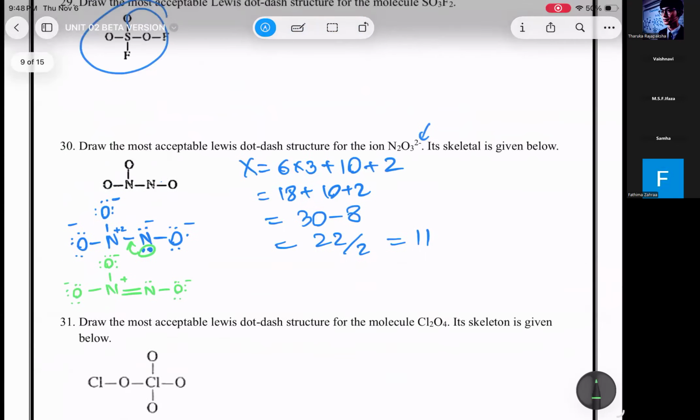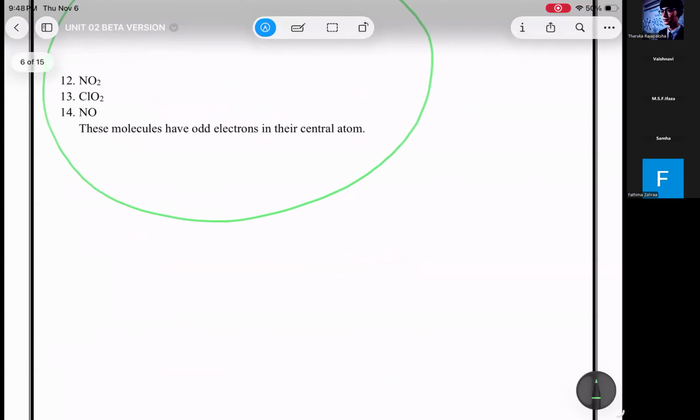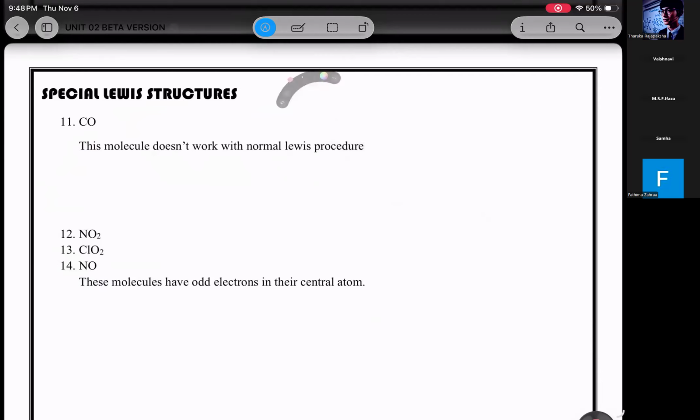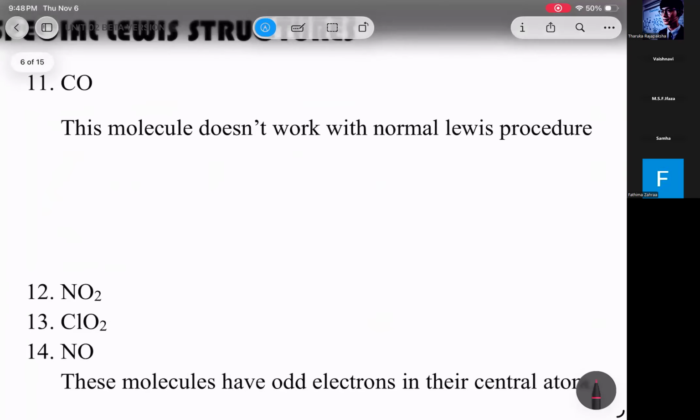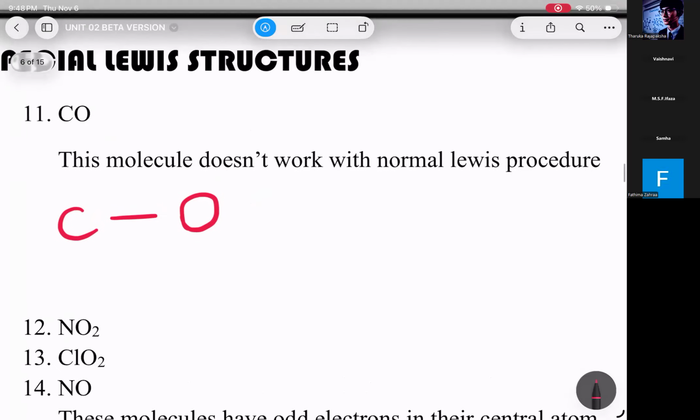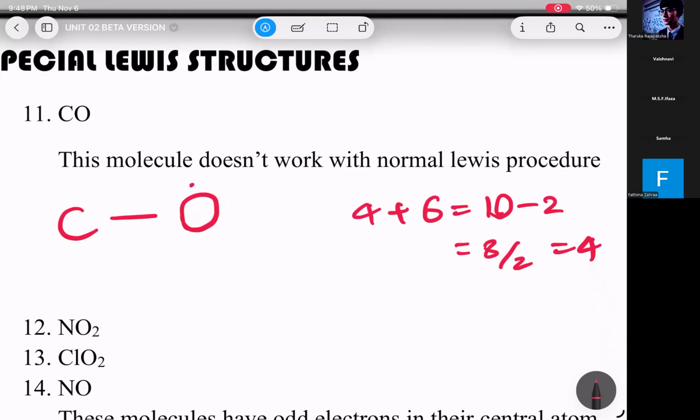මේ part එක special Lewis structures. Under that, first one, carbon monoxide. This molecule doesn't work with the normal Lewis procedure. හරි. Carbon monoxide වල normal Lewis procedure එකත් එක්ක ඇන්දොත් එහෙම carbon, oxygen. In carbon there are 4, oxygen there are 6, altogether 10. 10 minus 2, 8, divided by 2, 4. There are 4 electrons. First you put to oxygen, 1, 2, 3, 4. 1, 2, 3. And then the remaining one you put to carbon.